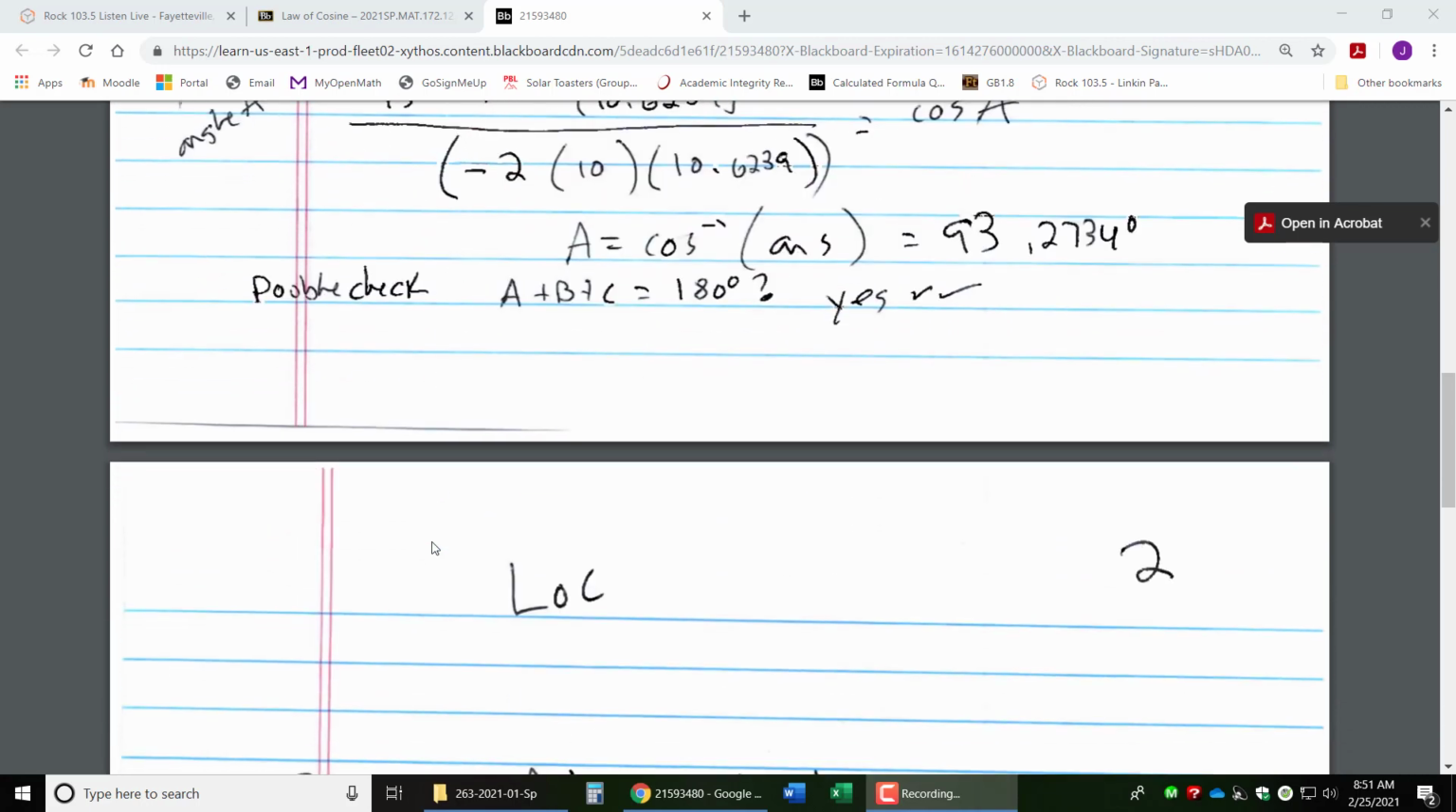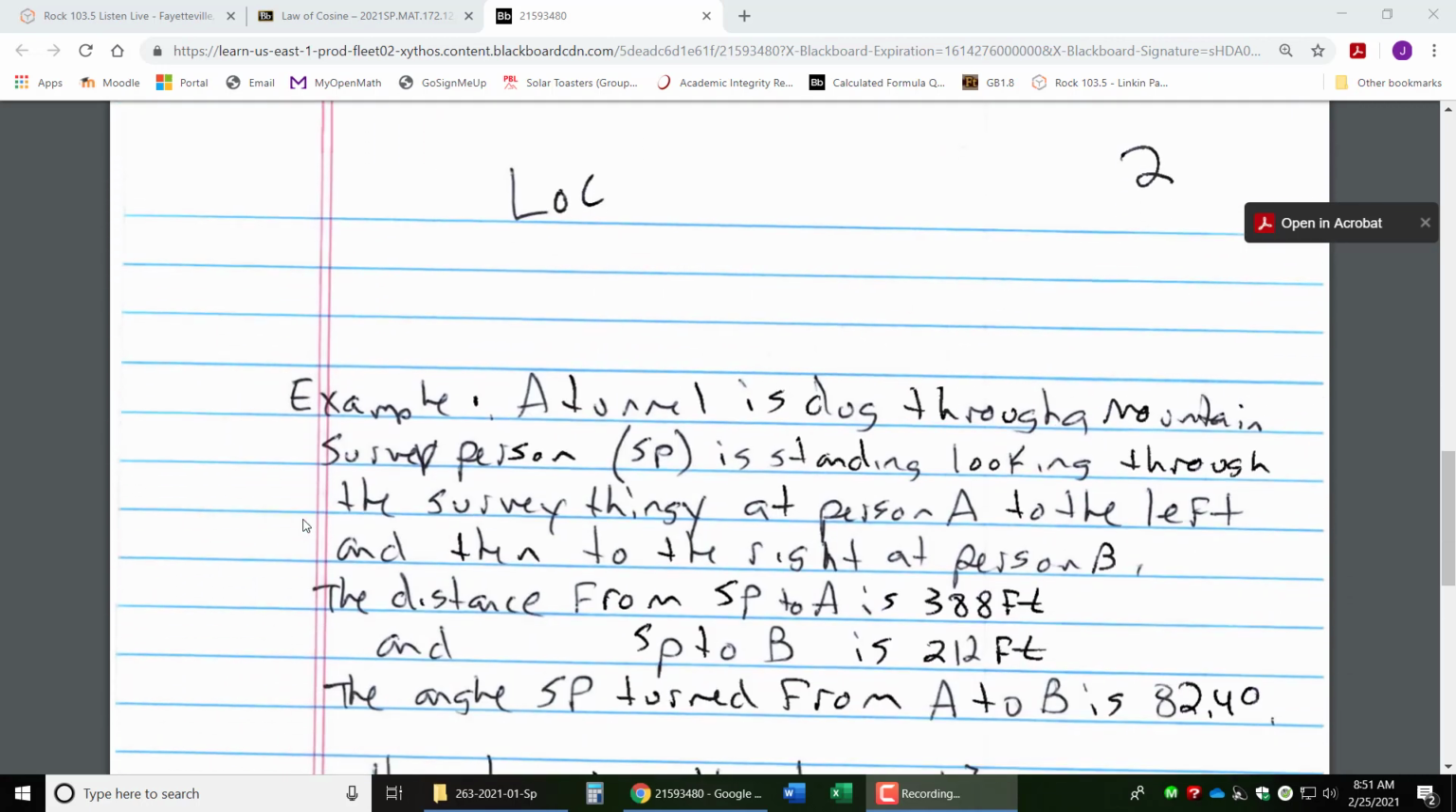All right, let's try another example. And we got a word problem. Badly phrased here. What will be typed on the test will be a little bit better. Basically, we've got a tunnel. We've got one person standing off in the distance, and then we've got two other people standing at each side of the tunnel opening. So the survey person is looking at person A off to the left and takes a measurement, and then he turns his little device a certain angle, 82.4, to person B and takes a measurement.